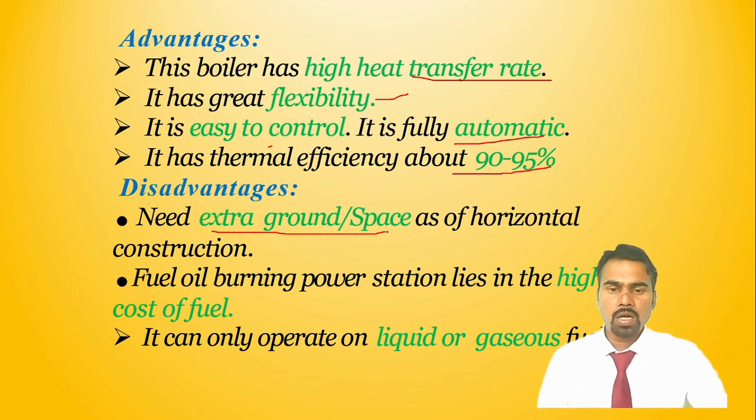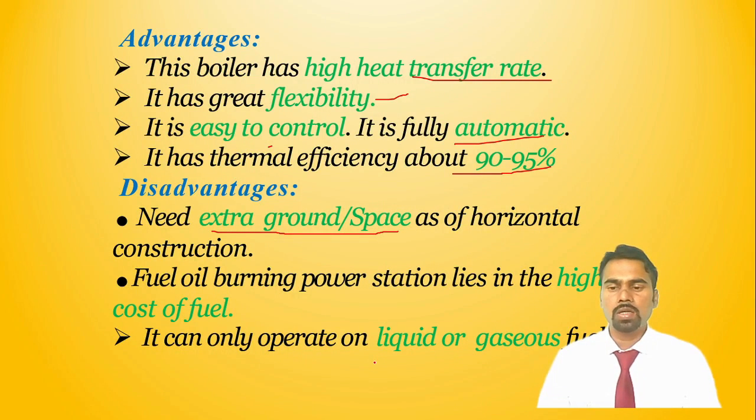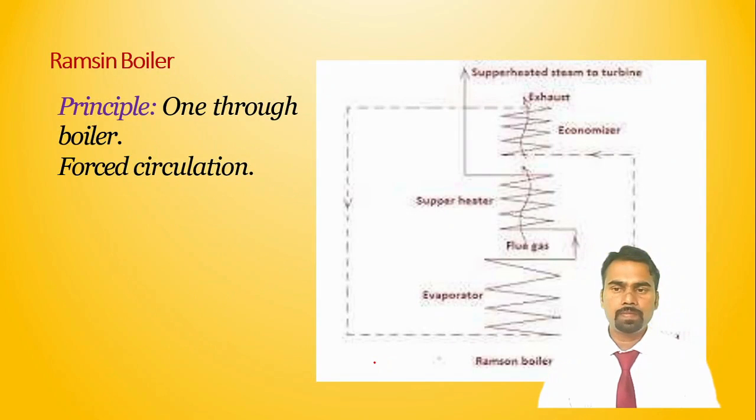Disadvantages: extra ground surface or space is needed. Why? Because, as I have already told, its construction looks somewhat like a horizontal type, right? Horizontal type, so it requires more space. Then the fuel oil burning power station lies in the high cost of fuel, right? It can only operate on liquid or gaseous fuel, not on solid fuel.